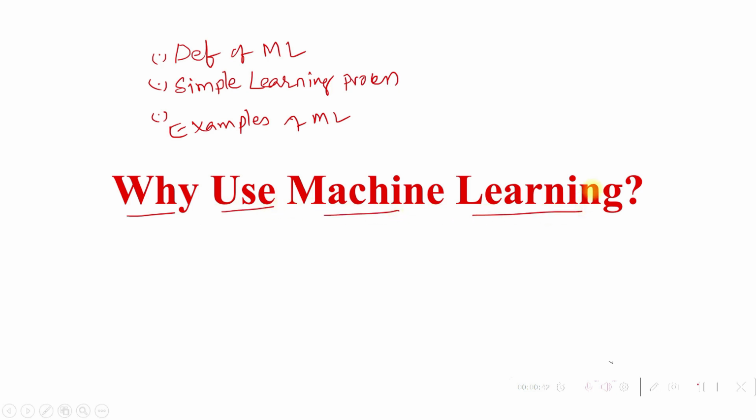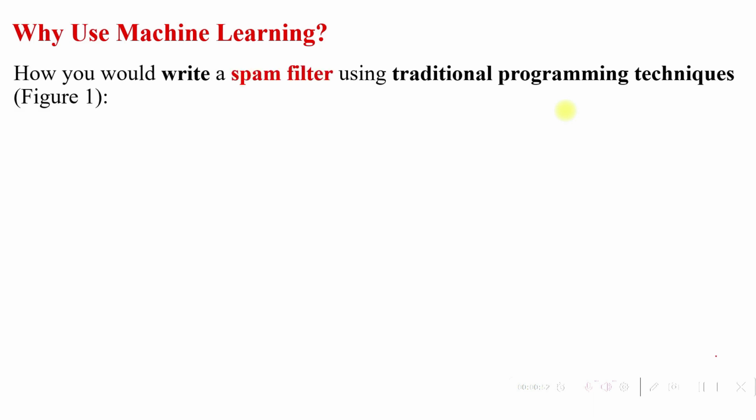instead of traditional programming. Why are we going to use machine learning? This can be explained by a real-time example. The example is, how would you write a spam filter using traditional programming technique? Our aim is to write a traditional program to find out whether the given mail is spam or not.